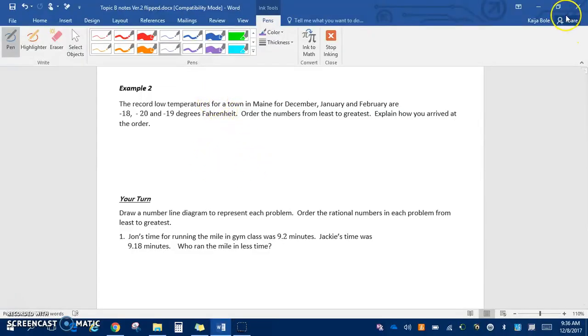Alright, example 2 says, the record low temperatures for a town in Maine for December, January, and February are -18, -20, and -19 degrees Fahrenheit. It says to order the numbers from least to greatest. So first I'm going to draw a vertical number line to help us out a little bit. Because we're doing temperature, so think of it like a thermometer. If this is 0, and then we would count -1, -2, and keep going. So first we would have -18, then -19, and then last would be -20.